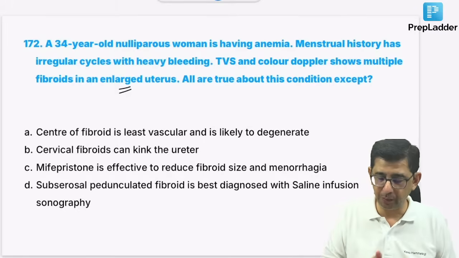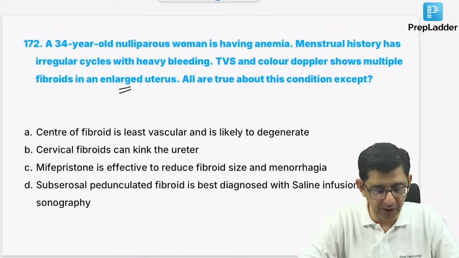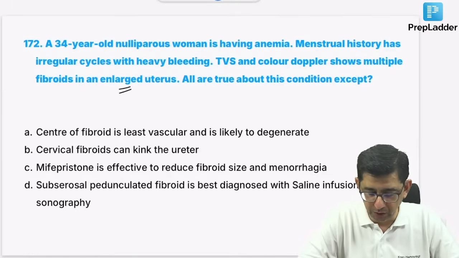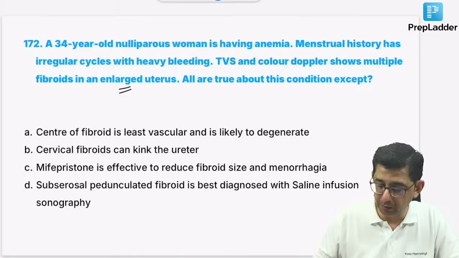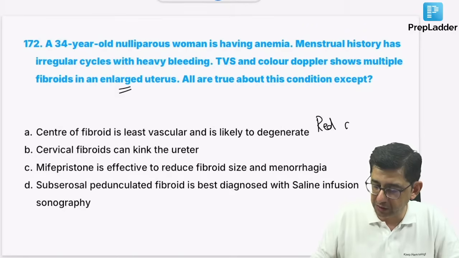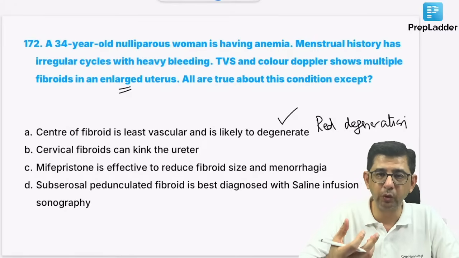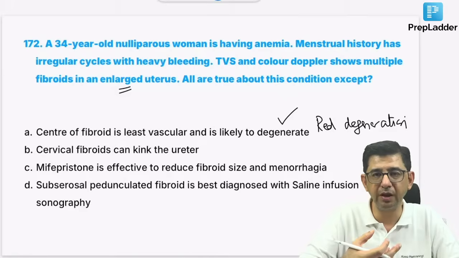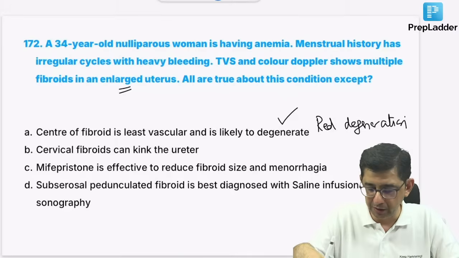The next question is on the topic of fibroids. The lady is having menorrhagia. There are multiple fibroids present, and it says all of the following are true about this condition except. Okay. Once the fibroid is present, the blood supply in the center of the fibroid is relatively lesser. That is why we always read about red degeneration of the fibroid. So option A is a correct statement, because the blood supply comes from outside to inside. The inside is having the least amount of blood supply, so we can get a red degeneration.